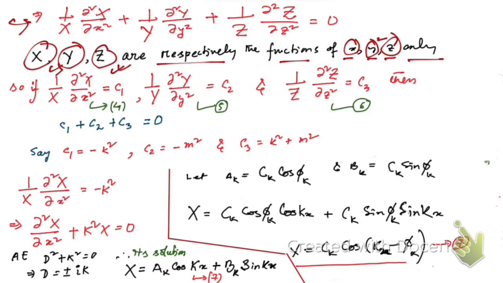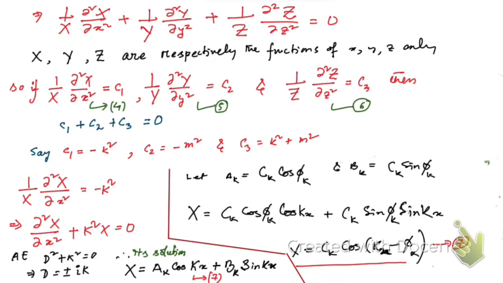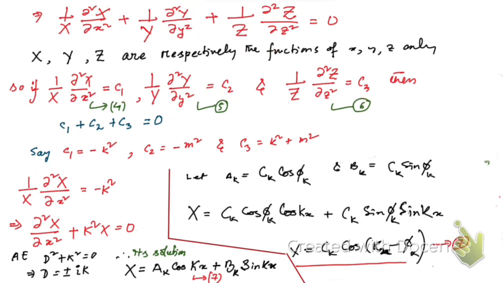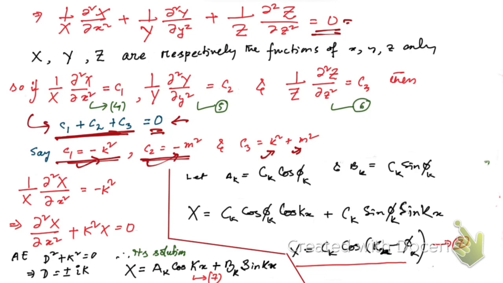If that is the case, then you see what we can consider. If you take 1 by X times its second derivative, this first term, equal to a constant c1, the second term equal to a constant c2, and the third term equal to a constant c3, then as on the right hand side we have 0, the sum of these three constants must be equal to 0. Hope you have understood this, because these are independent. So as their sum is equal to 0, we have taken c1 is minus k square, c2 is minus m square, and c3 is k square plus m square, so that their sum becomes 0. If you add all these three, you will get 0. So let it be equation number 4.